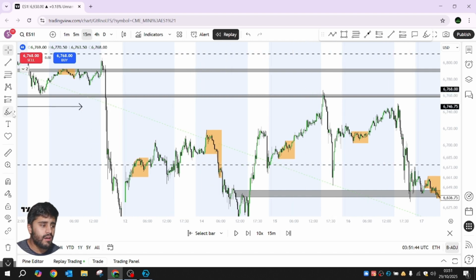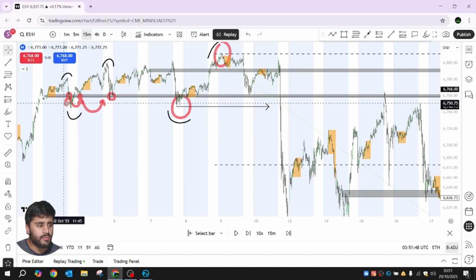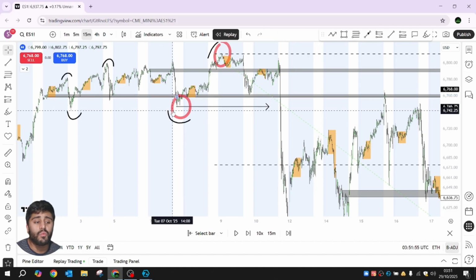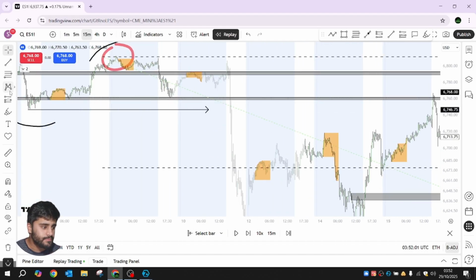So this was the week after we had the tariff tweets, right? What was important to understand, if I just clear up the charts, is that we don't want to be timing news events. We want to be using news events in line with our key levels. Now, key levels are very important. I'm going to be breaking down how you find a key level.